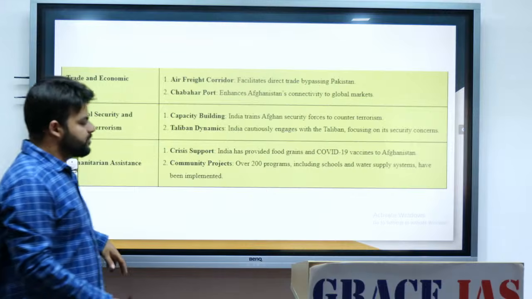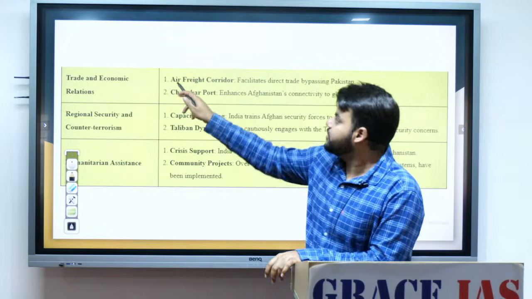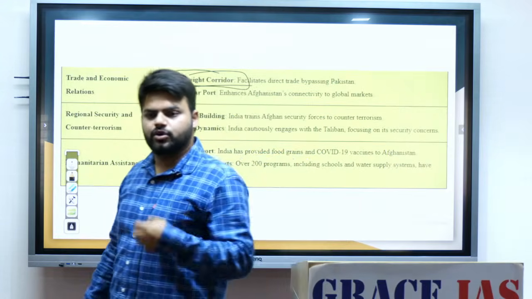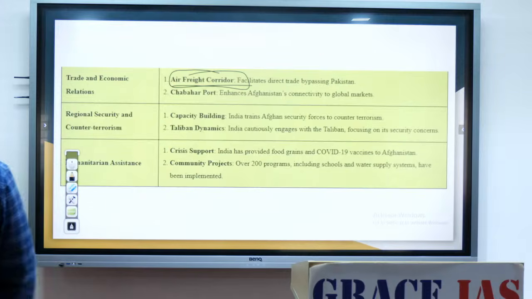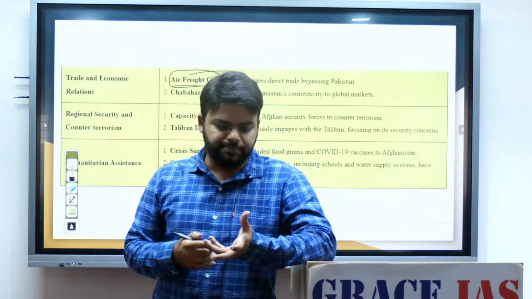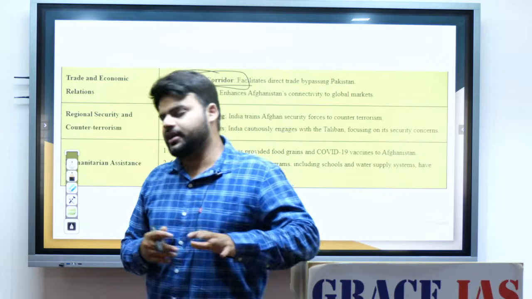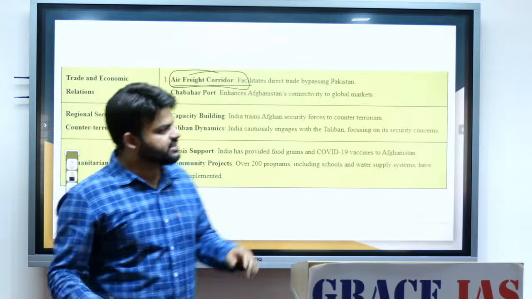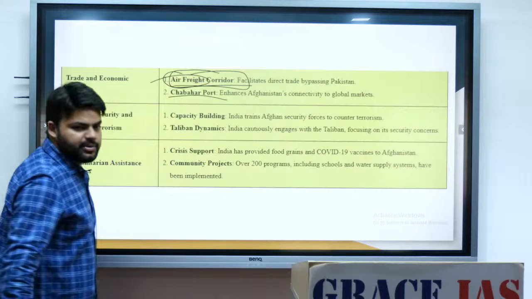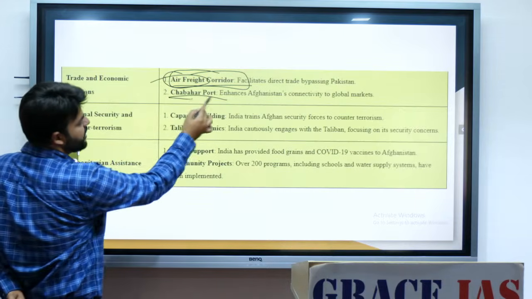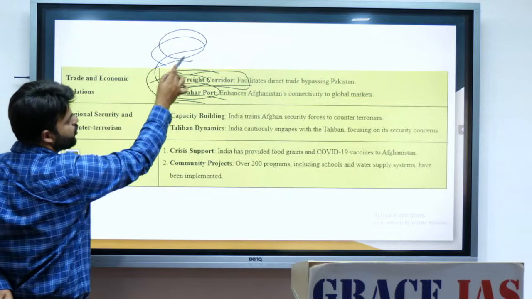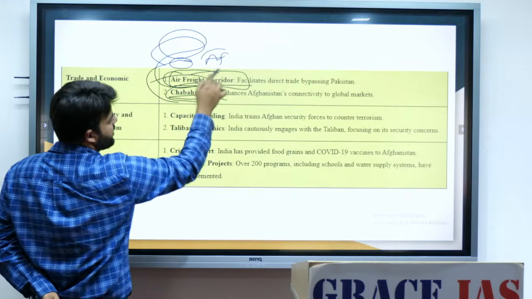Then, what else is India doing? Air freight corridor. What is a freight corridor? Goods need to travel. For example, Afghanistan produces a lot of apples. India produces a lot of apples, and apples are perishable goods. If it takes 10 days, they will get spoiled. So there is an air freight corridor. By air we send it. Chabahar port, I explained. What else? Chabahar port India is building, and that road India is building and everything. So India wants it for its own benefit, but Afghanistan will also benefit from it.